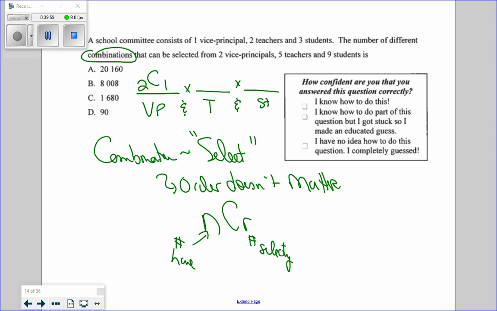How many teachers do you have to pick from? 5, and you want 2. How many students do you have to pick from? 9, and you want 3.